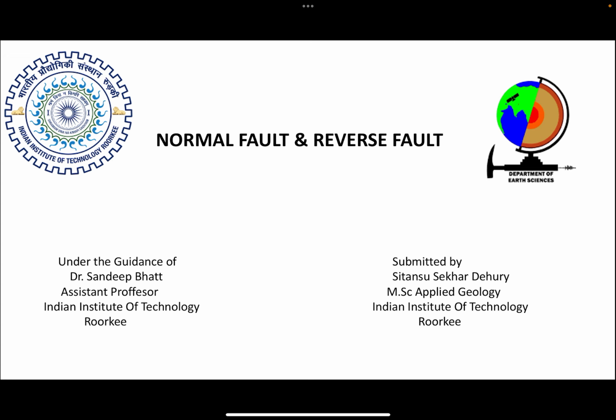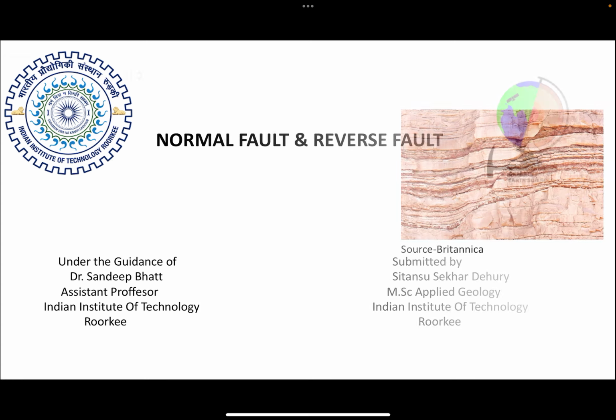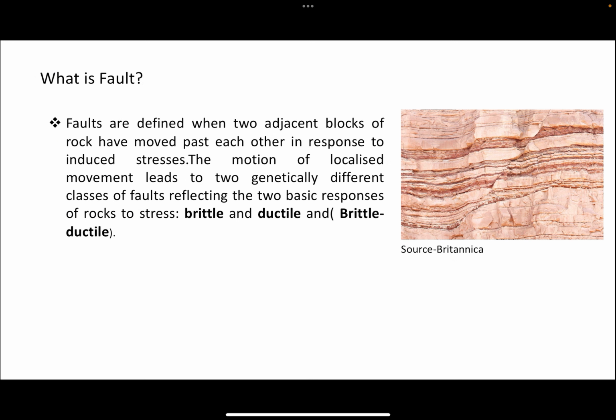Today I will discuss the normal fault and the reverse fault under the guidance of Dr. Sandeep Bhatt. First of all, let us know what a fault is. Faults are defined when two adjacent blocks of rock have moved past each other in response to induced stress. In this field photograph, we can see that two blocks have completely moved past each other. It's known as a fault.